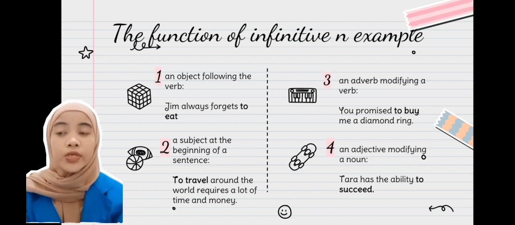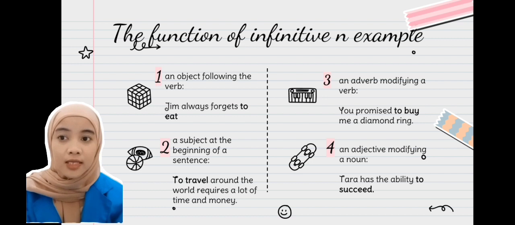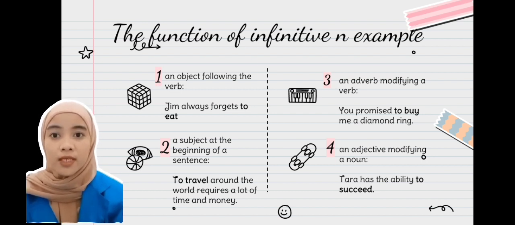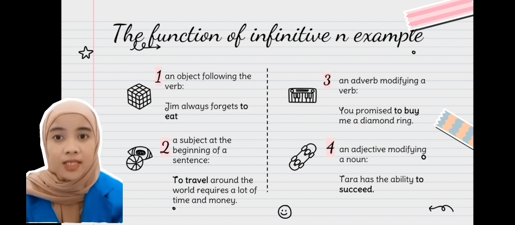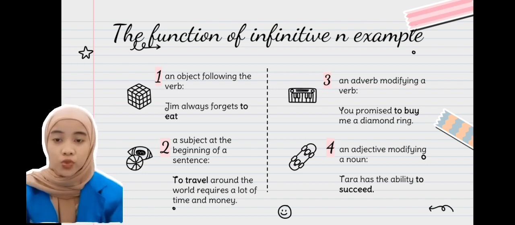The next material is the function of infinitive and example. The first is an object following the verb. Example: Jim always forgets to eat. Second, a subject at the beginning of a sentence. Example: to travel around the world requires a lot of time and money. Third, an adverb modifying a verb. Example: you promise to buy me a diamond ring. Fourth, an adjective modifying a noun. Tara has the ability to succeed.